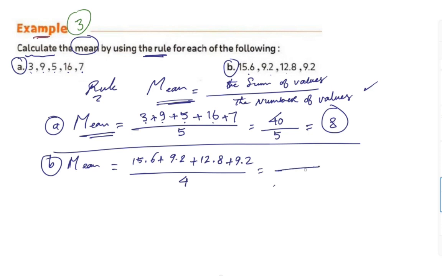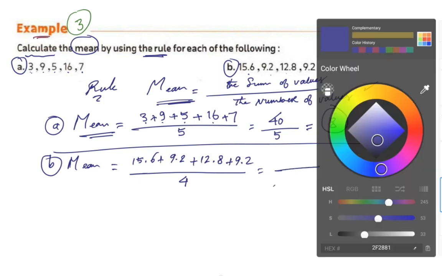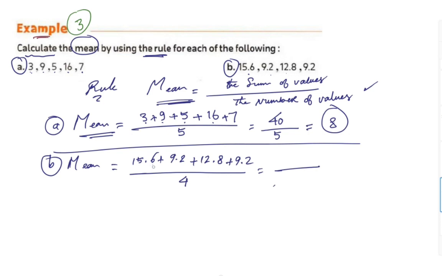Now, add with me. 6 plus 2 equals 8, plus 8 equals 16, plus 2 equals 18. Write 8 and carry up what? Carry up 1. We have 1 plus 5, 6, plus 9, 15, 15 plus 2, 17, 17 plus 9 equals 26. Write 6 and carry up 2. 2 plus 1 equals 3, nothing here. 3 plus 1 equals 4, nothing here, so we have 4.